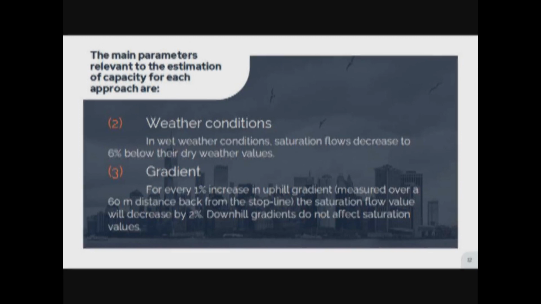Weather conditions. In wet weather conditions, saturation flows decrease to 6% below their dry weather values. Gradient. For every 1% increase in uphill gradient, measured over a 60-meter distance back from the stop line, the saturation flow value will decrease by 2%. Downhill gradients do not affect saturation values.